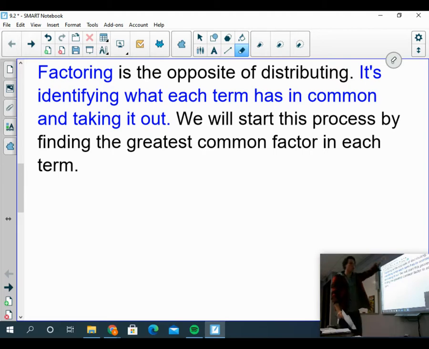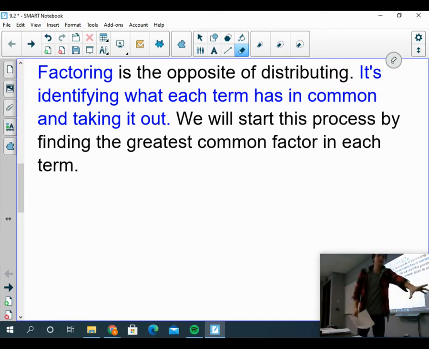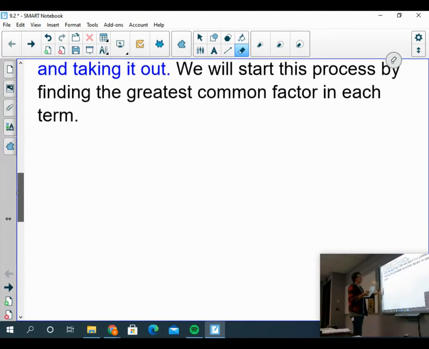We distribute something outside the parentheses via multiplication. So you can imagine when we identify a greatest common factor, a term you should know, among different terms, when we take that out, we take it out by division. So then we're going to start this process by finding the greatest common factor in each term.